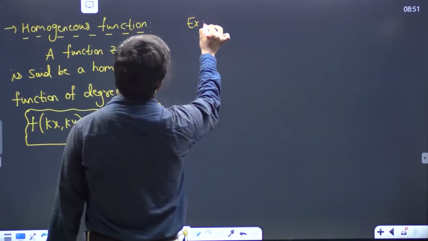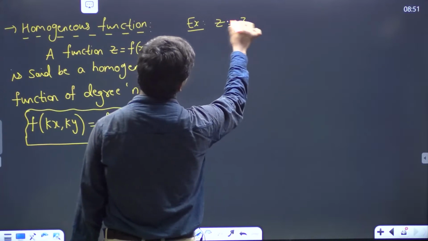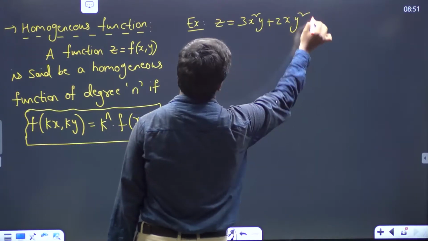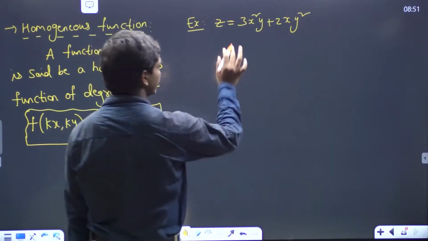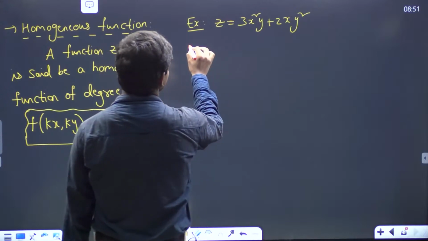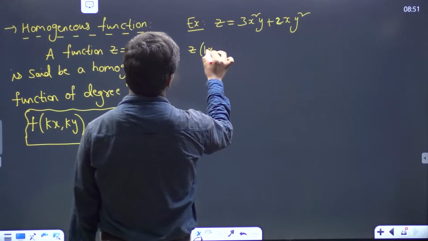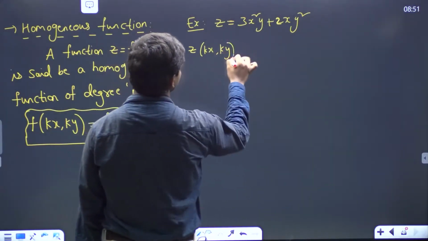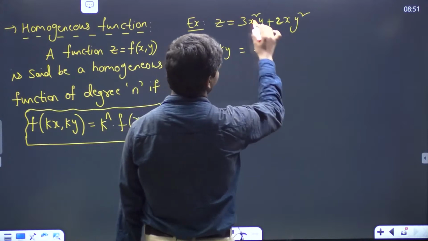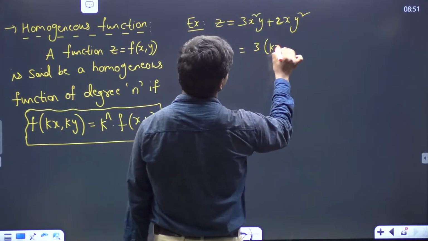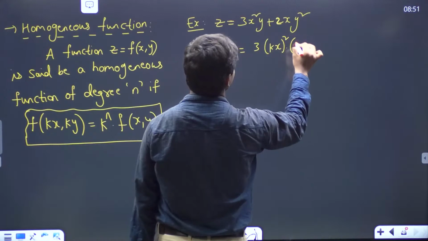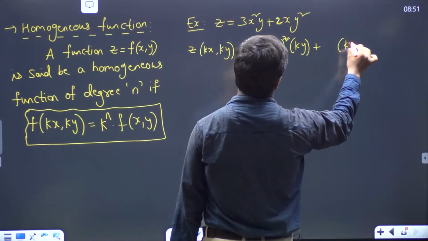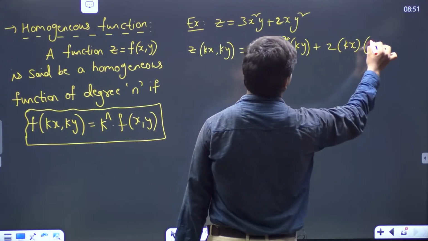Example: z is equal to 3x²y plus 2xy² plus 2xy². If this is the case, now see here, z of kx comma ky: instead of x you should put kx, correct? So z(kx, ky) is equal to 3 into (kx) whole square into (ky) plus 2 times kx into ky.